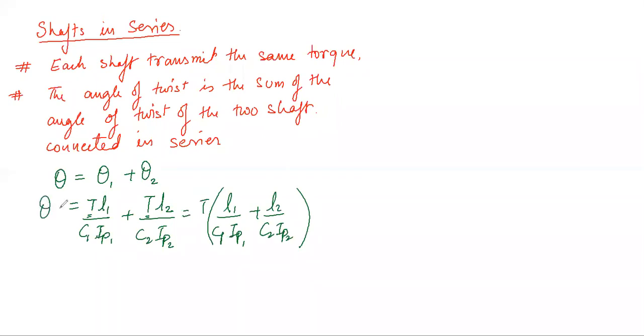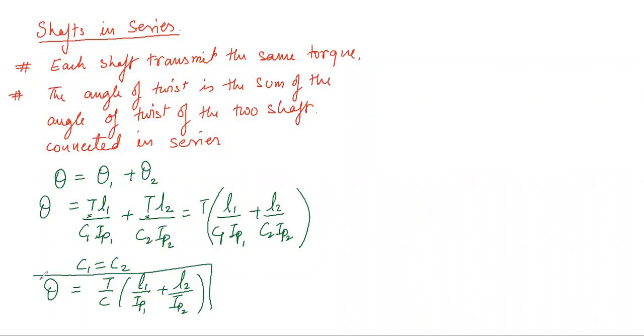If the shafts are of the same material, then the value of C is the same, so C1 is equal to C2, and then the equation for theta is T by C times L1 upon IP1 plus L2 upon IP2. This equation is valid in the case of the same material, and the previous one is valid in the case of any material. So if your shaft is in series, this is how you calculate the angle of twist.